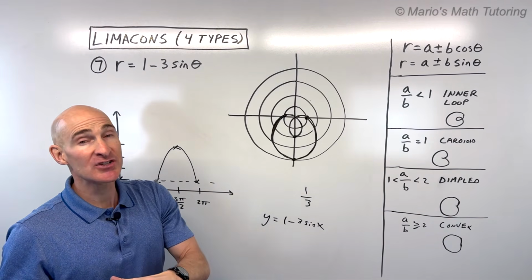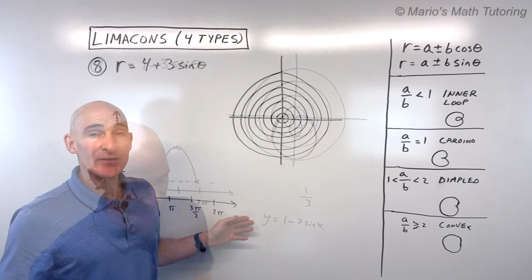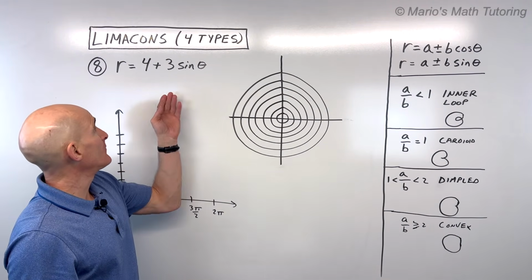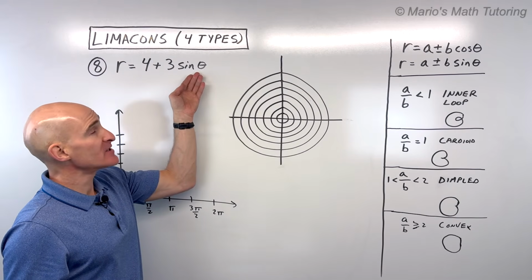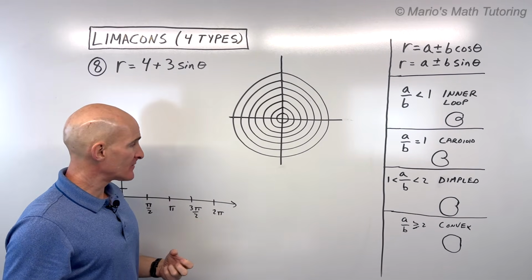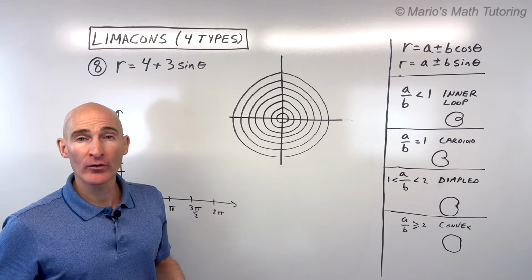So let's do the last example now. Okay, see if you can do this last example, number 8. R equals 4 plus 3 sine theta. And you can pause the video and then, you know, I'll go over it with you in a minute.